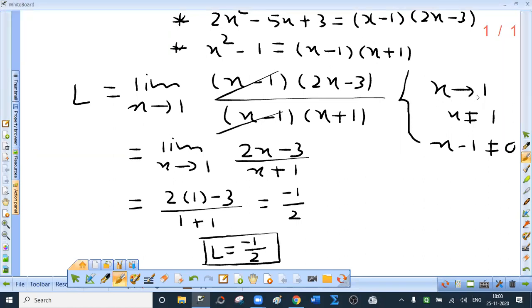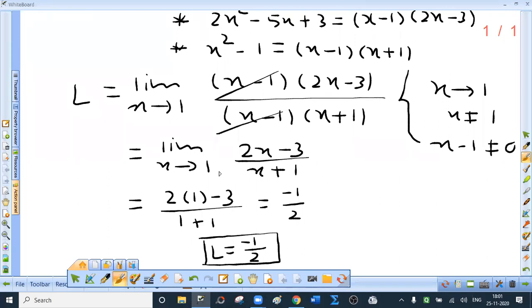x only tends to 1. x is not equal to 1. So x minus 1 is not equal to 0. Now many students forget to write limit x tends to 1. That is wrong. If you do not write limit, in that case, you have taken the limit. So x won't be there, right? So after cancelling, mention the remaining factors. Again, see, can we take the limit? The answer is yes, because the denominator is not equal to 0.